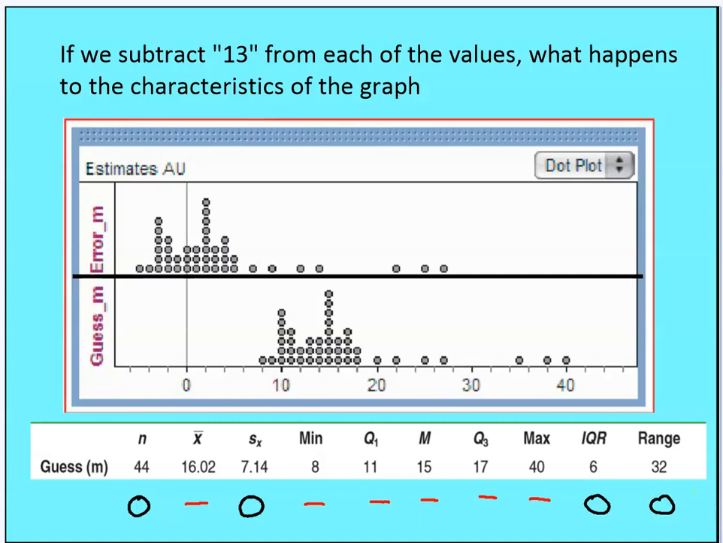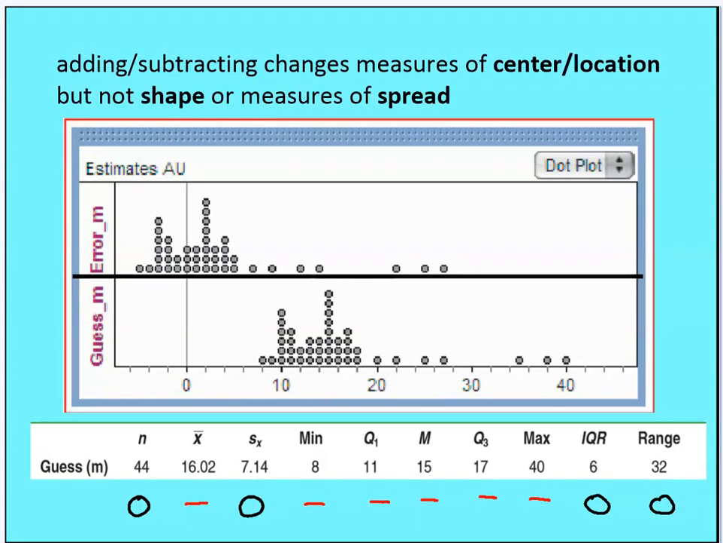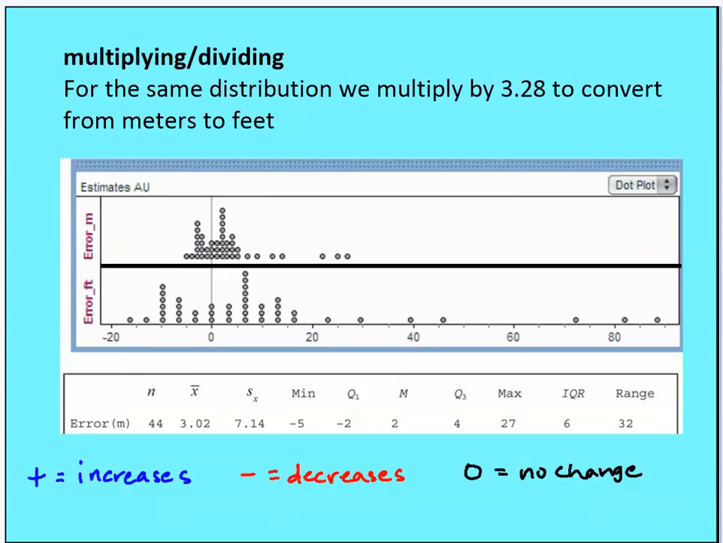Okay. All right. So let's do another one. Let's add and subtract changes. Adding and subtracting changes measures of center and location. It changes measures of center and location, but it doesn't change the shape or the spread. So if I subtract values, it's going to change the center and location, but it doesn't change the shape and the spread. All right, so now if I multiply or divide, then what happens to the distribution?